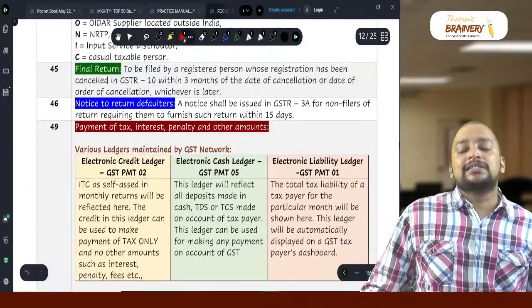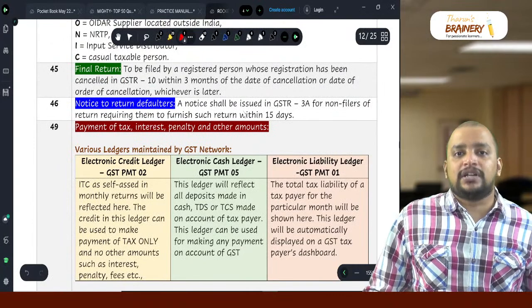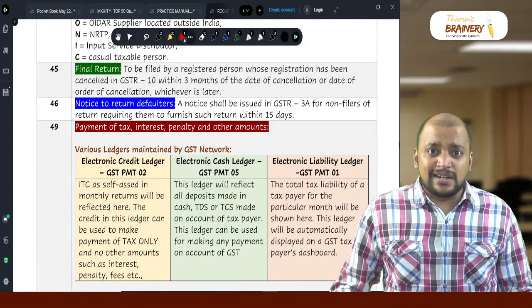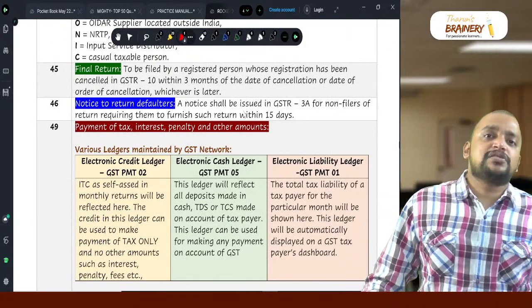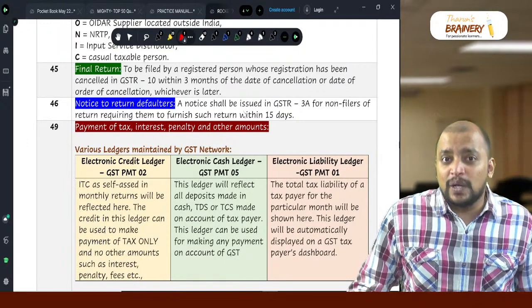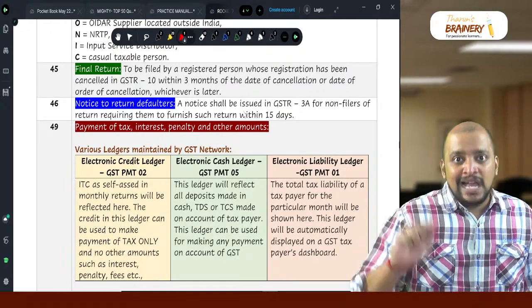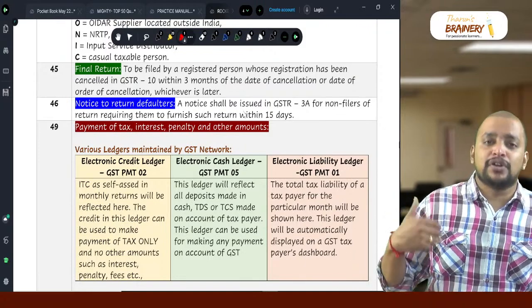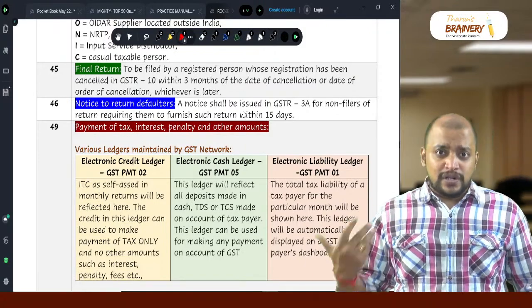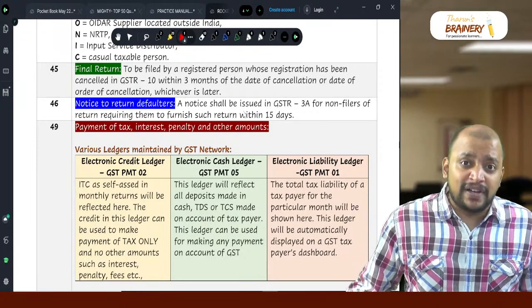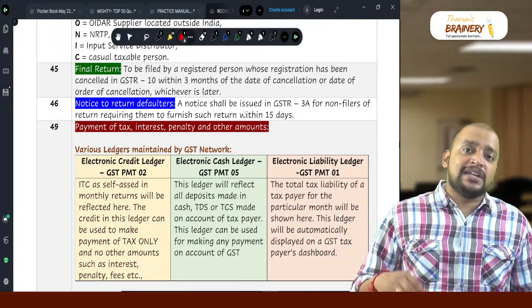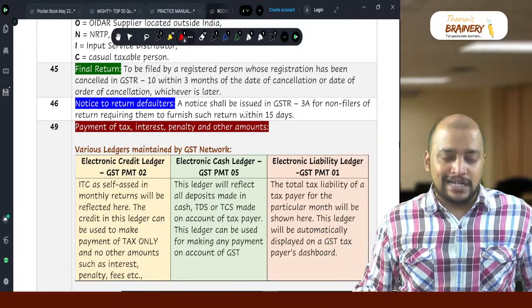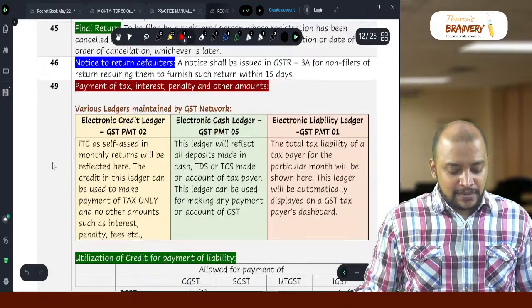Section 46, notice to return defaulters. Whenever a person is required to file a return and he is not filing it, a notice will be given in GSTR-3A. Usually the notice will be served whenever you are not filing the return. Once they give the notice, within 15 days you need to file the return. Okay, that is section 46.